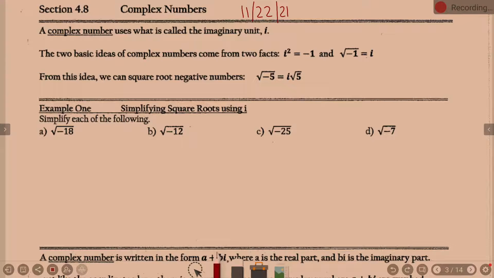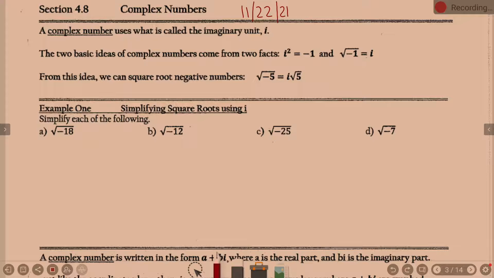Okay, looking at 4.8 is going to be our first introduction into what are called complex numbers. I've kind of hinted at complex numbers before over the last week, or maybe even as we went into the beginning of this chapter. But we're talking about complex numbers, and a complex number uses something called the imaginary unit i.